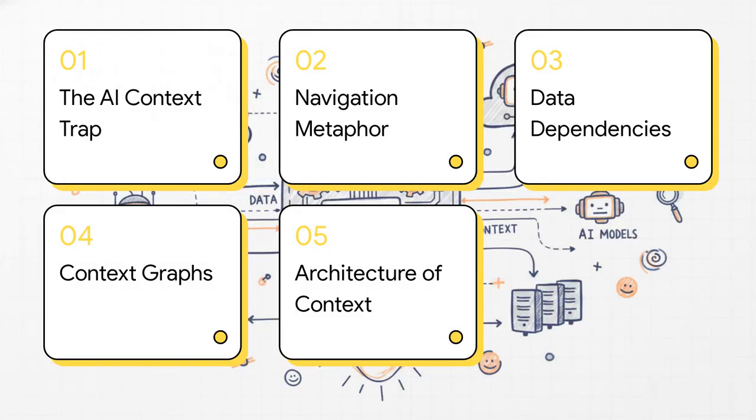So, here is our roadmap for today. First, we'll cover the AI context trap. Second, a navigation metaphor to make this concrete. Third, the data dependency nightmare. Fourth, we'll define context graphs. And finally, we'll build the architecture of context.